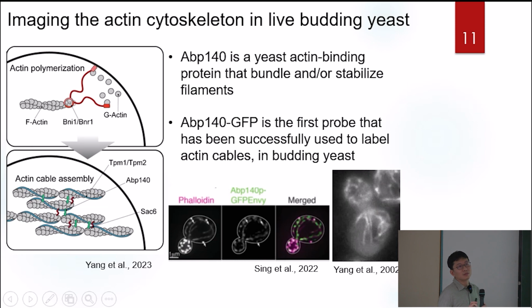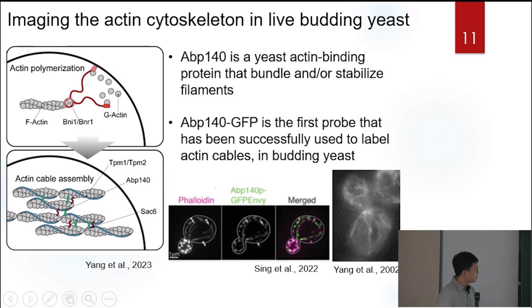When my postdoc PI, she was a young PI then, she developed this. So you can see this is ABP140-GFP, and you can see the actin filament, and you can clearly see the actin polymerize from the bud neck to the bud end. And if you compare the staining with phalloidin and ABP140, you can see it's almost 100% overlap.